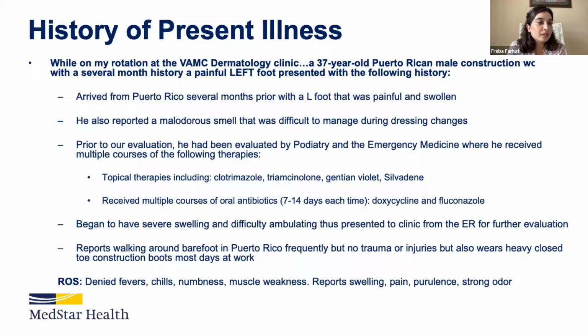The topical remedies that they had prescribed and recommended varied from clotrimazole, topical steroids such as triamcinolone, Gentian violet, and Silvadene. And he had been on multiple courses of doxycycline and fluconazole, anywhere from a 7 to a 14-day stretch at a time. Of note, he'd only ever really achieved a partial response to either the doxy and/or fluconazole. What prompted his visit on this day was that he was having severe swelling and now difficulty with ambulation, and that's why he wanted to be reassessed.